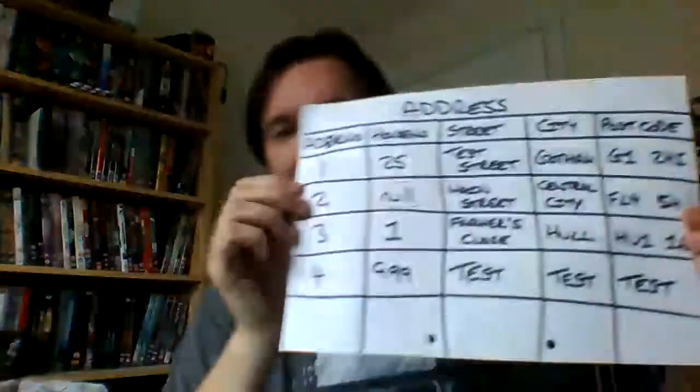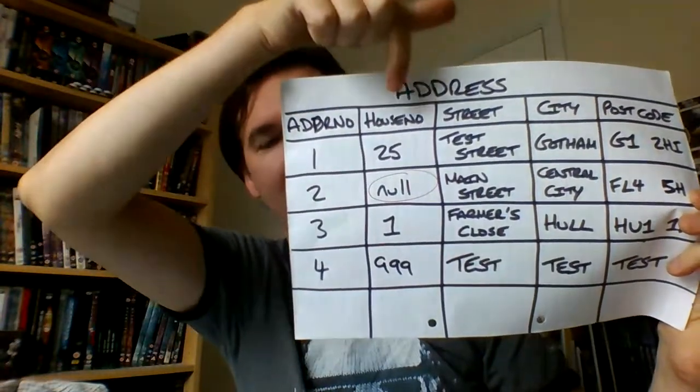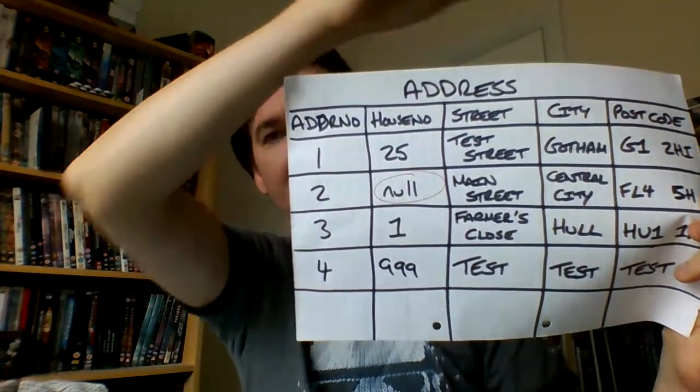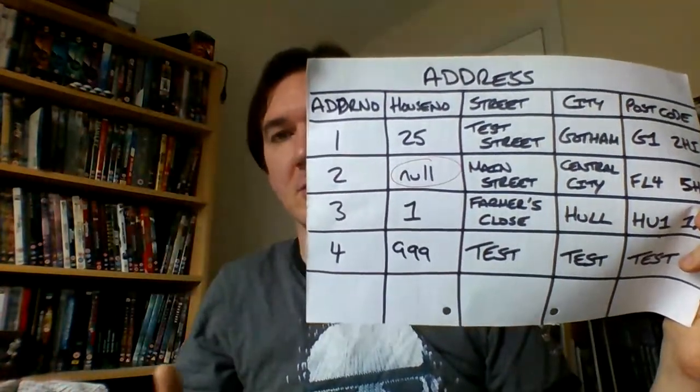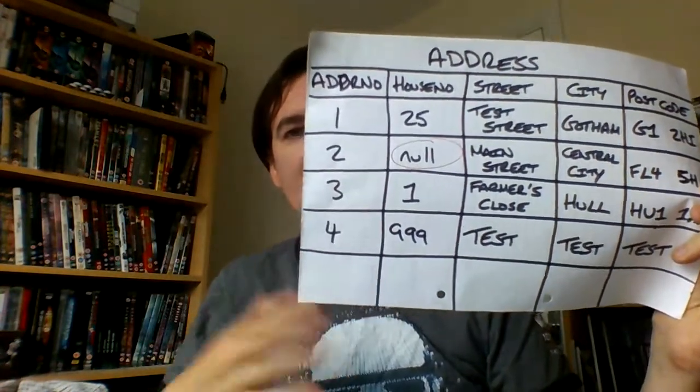Now, we also have an address table. So we have an address number column, a house number column, a street column, a city column, and a postcode column. Depending where in your world, this is equivalent to zip codes for America. Not sure about other countries, but pretty much it's different things that together give you an address where someone lives.